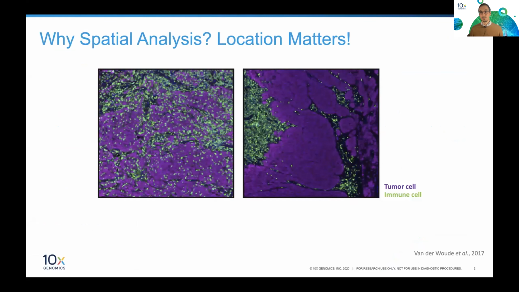Why do you want to do spatial analysis in the first place? You look at these two samples, and if you were to molecularly profile them, you might use a bulk analysis. Then you might, for example, quantify the different types of cells, like tumor cells in purple and the immune cells in green, and you might get a similar result. But as pathologists, you know that those two are pretty different from each other.